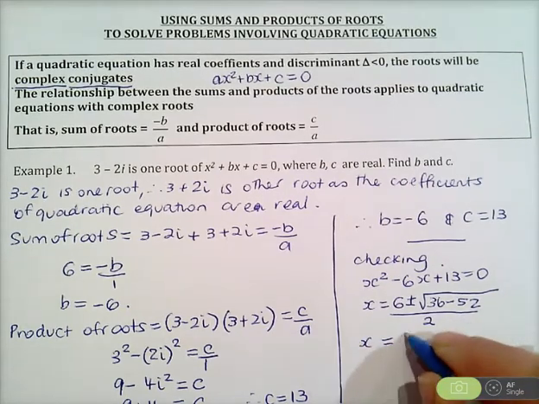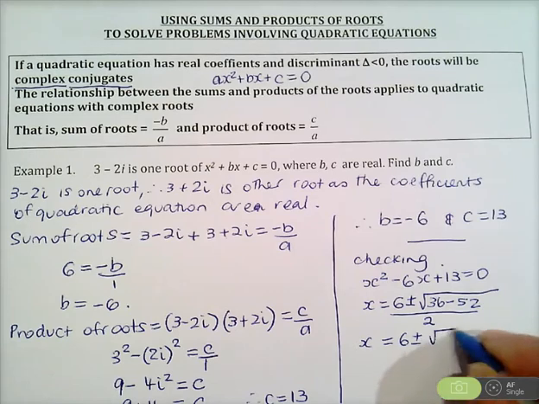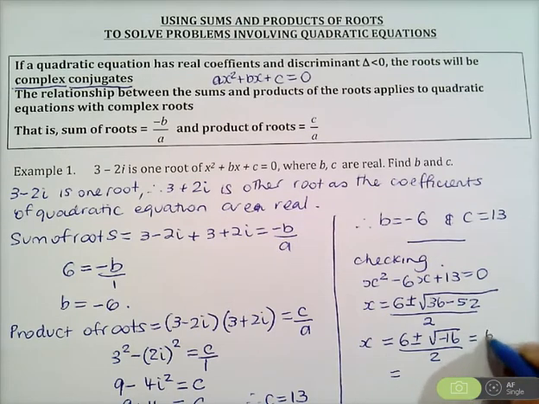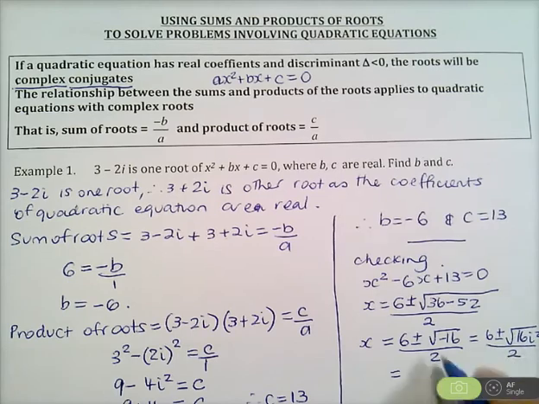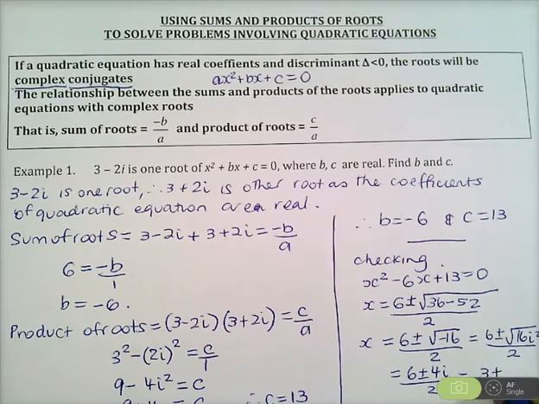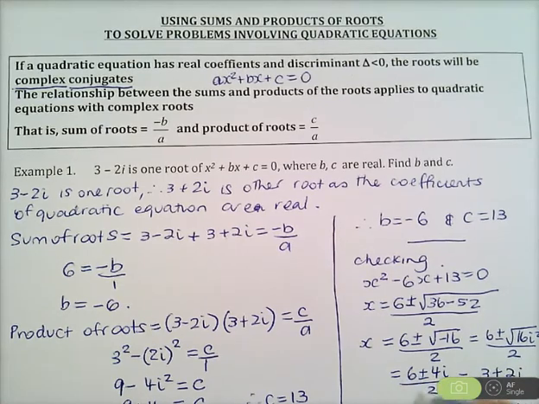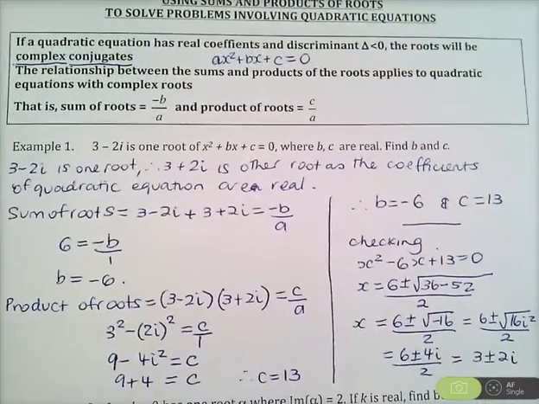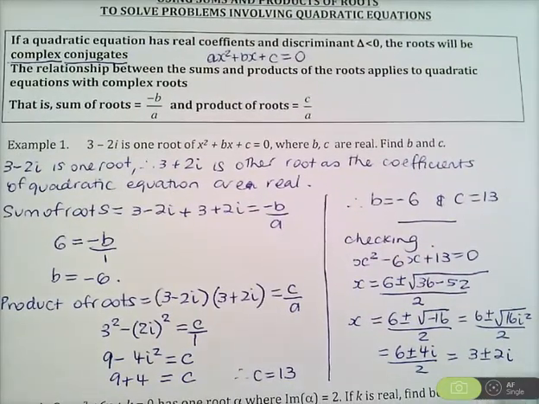So we get that the roots are 6 plus or minus the square root of negative 16 over 2, which is 6 plus or minus the square root of 16i squared on 2, which happens to be 6 plus or minus 4i on 2, which is 3 plus or minus 2i, because 6 divided by 2 is 3, and 4i divided by 2 is 2i.